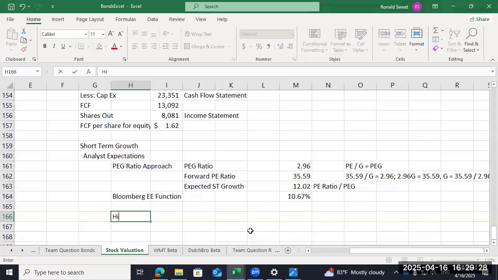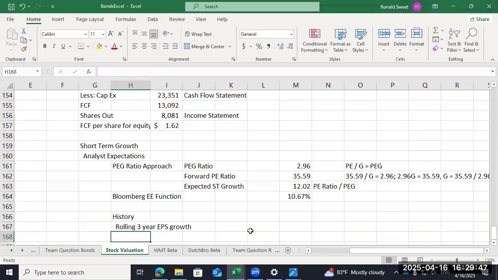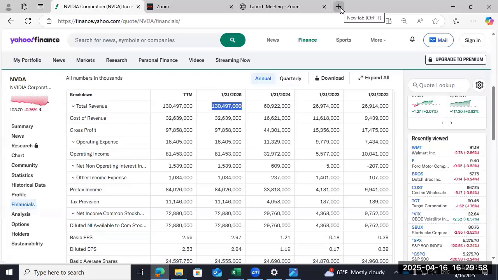What else can you do? Well, you can look at history. So there's options here. You can do like rolling 3-year EPS growth. If I think about it, I'll do one of these. It's real easy to do this in Bloomberg. You just bring in their earnings per share and just do growth rates. You can do rolling 3 years, rolling 5 years, rolling 10. Let me show one quick way you can do this.